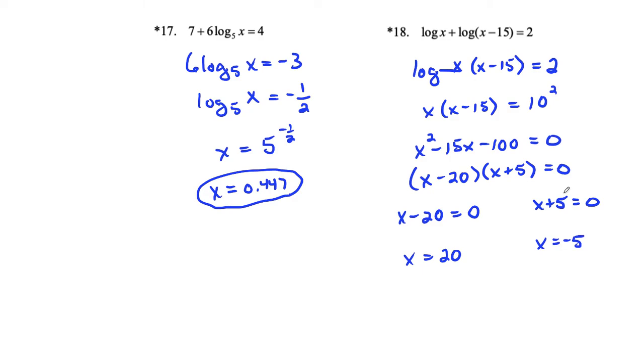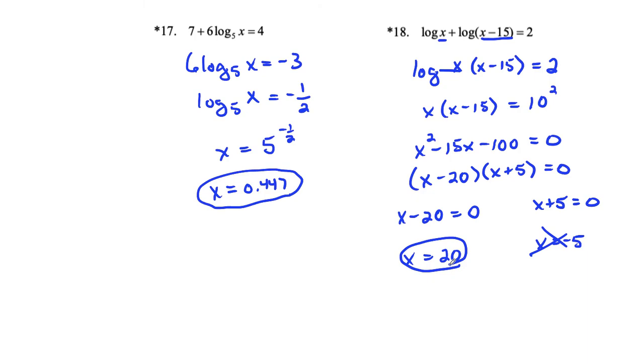However, it's important for us to look back. If I plug in a negative 5 for x into either statement here, I end up with log of a negative value. If you typed log of negative 5 into your graphing calculator, it's going to give you an error message. Remember, the domain of the parent function for log is 0 to infinity. We cannot put negative values into that position. So this is not a solution. Our only solution is x equals 20.